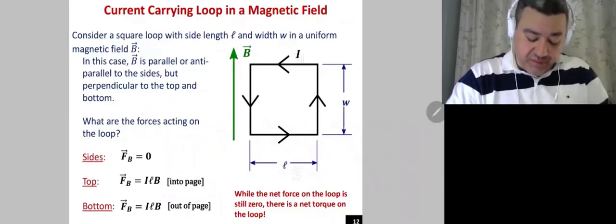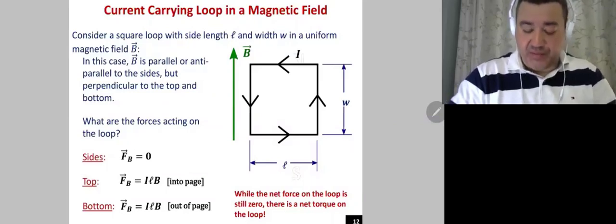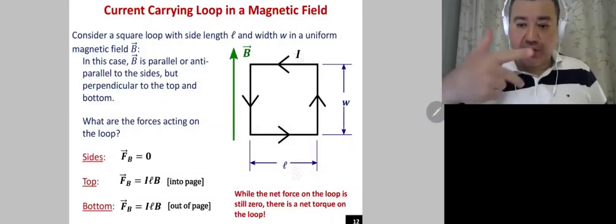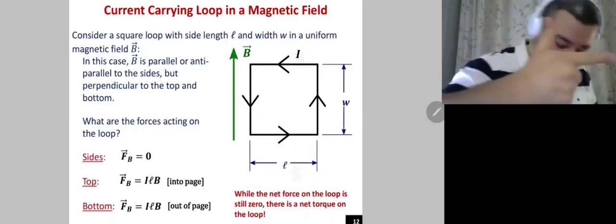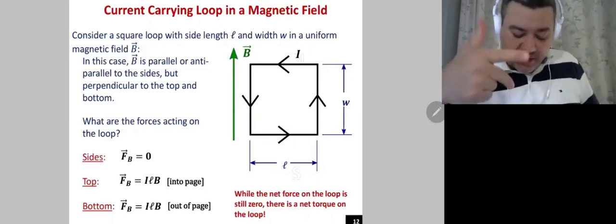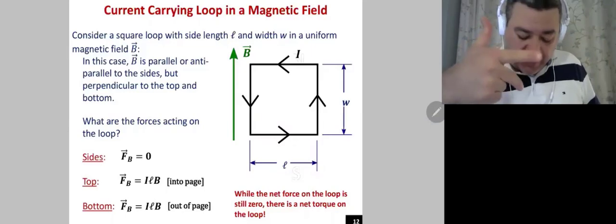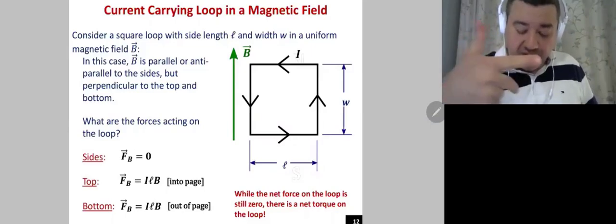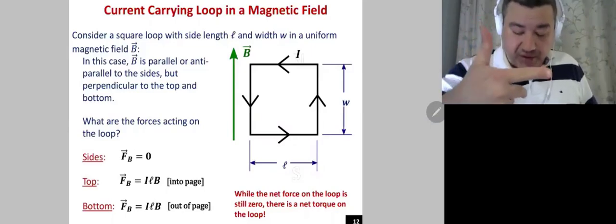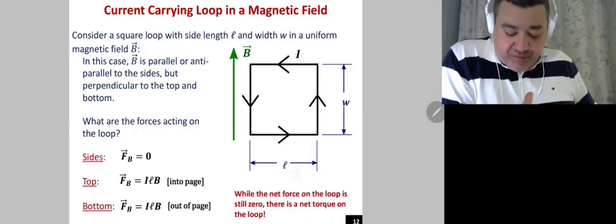If we look at the top one, we have the current going in this direction. If we use the three fingers in the right hand, we have the current going in this direction. We have the magnetic field pointing up.